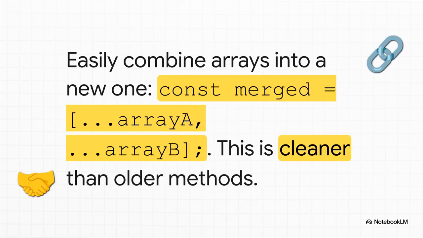Merging arrays used to involve weird methods like concat. Nowadays, it's so much more readable. You just make a new array, and then you spread the contents of your source arrays into it, one after the other. It's just the cleanest, clearest way to combine arrays in modern JavaScript.